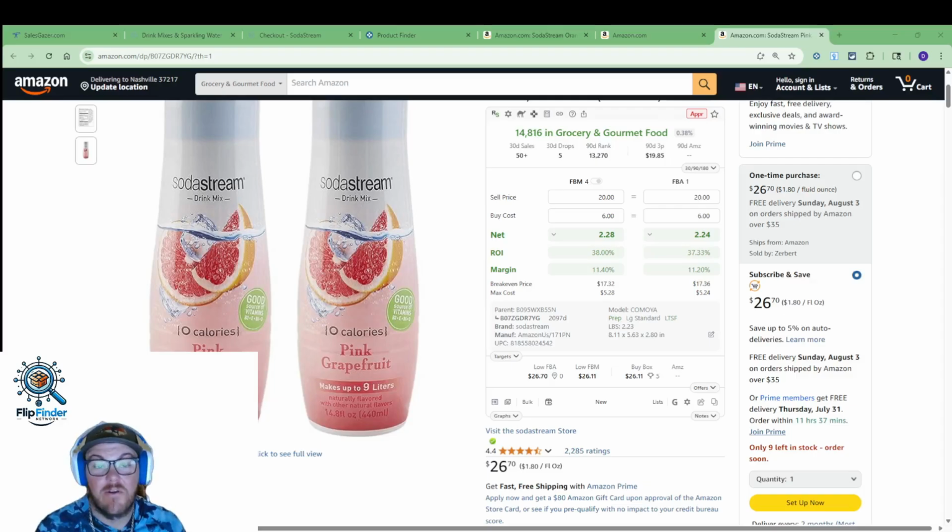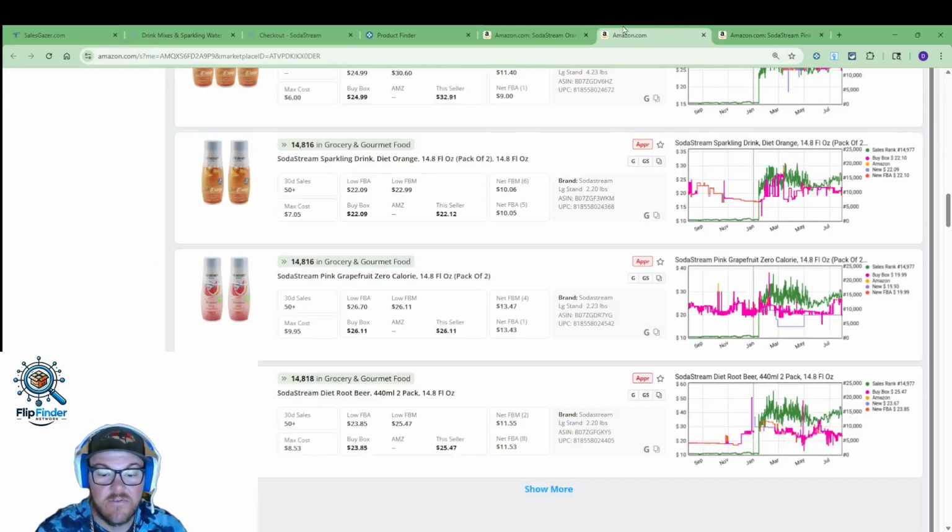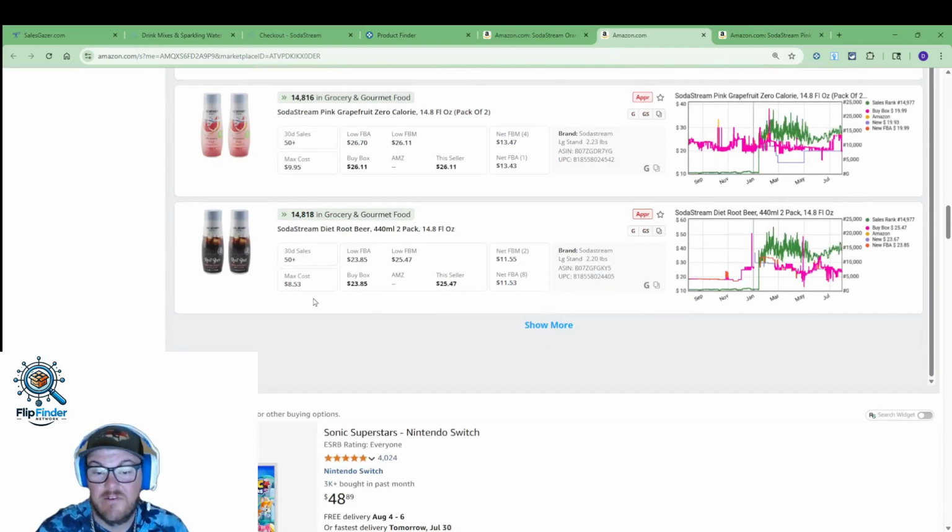Amazon is all about creating processes that work, following those processes, and repeating them over and over again until you build a big list of profitable products. So let's hop back into that other seller storefront and see if we can find another winner. It looks like this next one's probably going to be a winner as well.